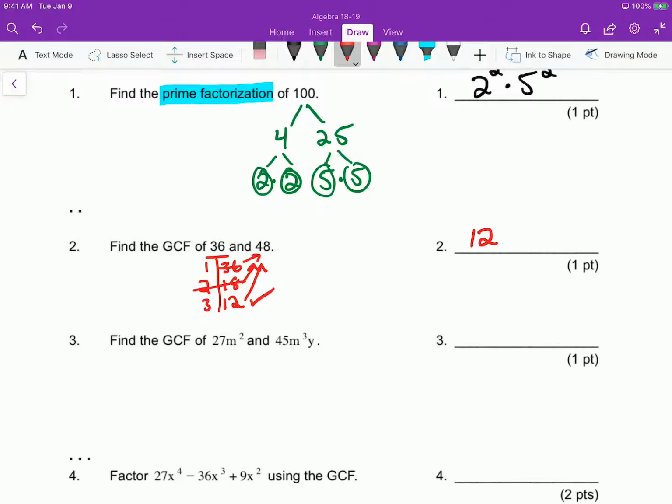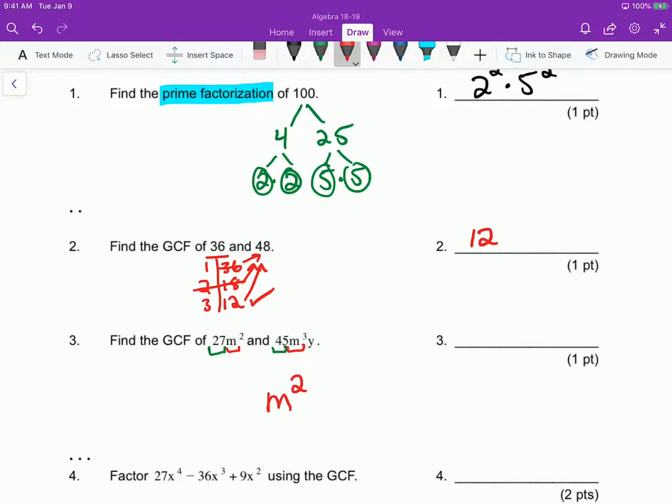All right, number 3, now we're trying to find the GCF of 27m squared and 45m cubed y. So right off the get-go, of course, they have some numbers in common. There's got to be something. But then also they have an m in common. Actually, there's multiple m's. So that one should be the easy one. They can share 2 m's with each other.